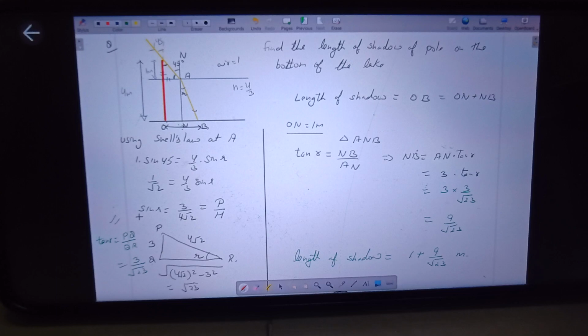But why is root 23 equal to NB, sir? Root 23 is equal to AN, not NB. Root 23 is equal to QR.